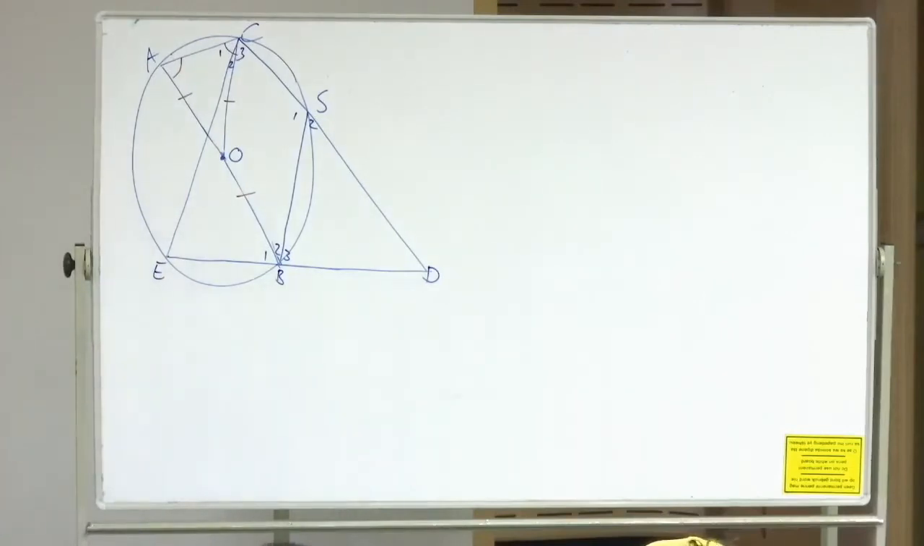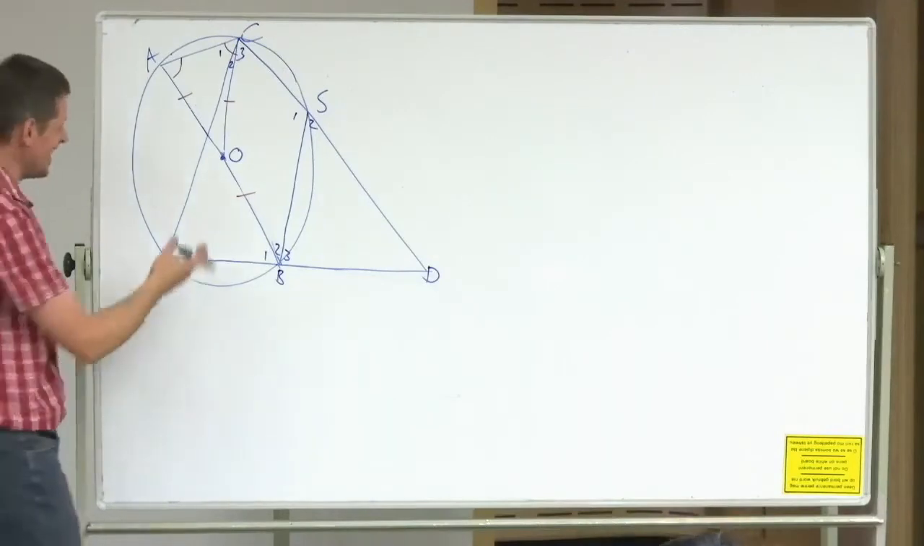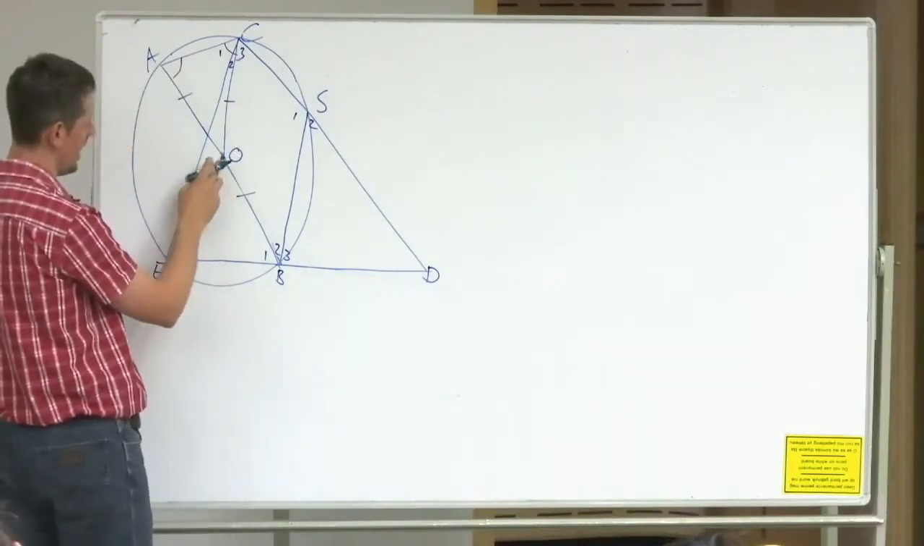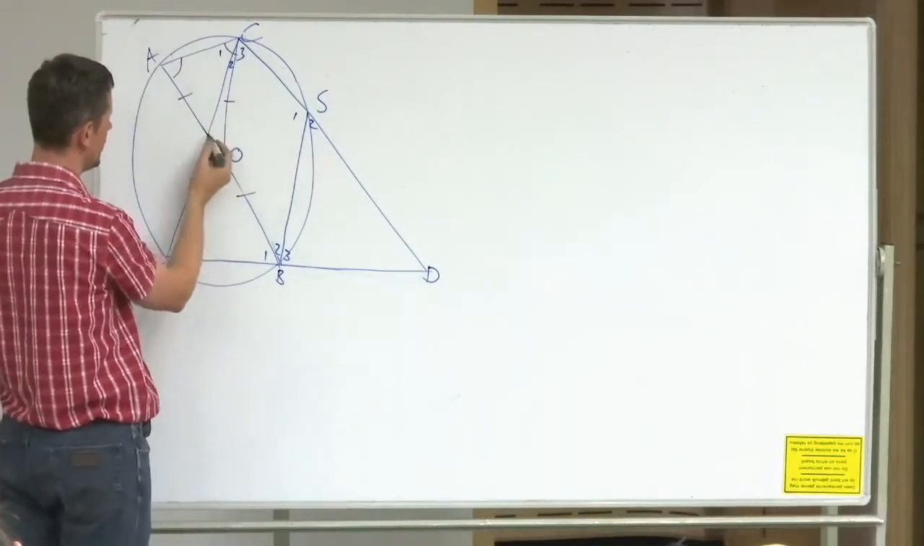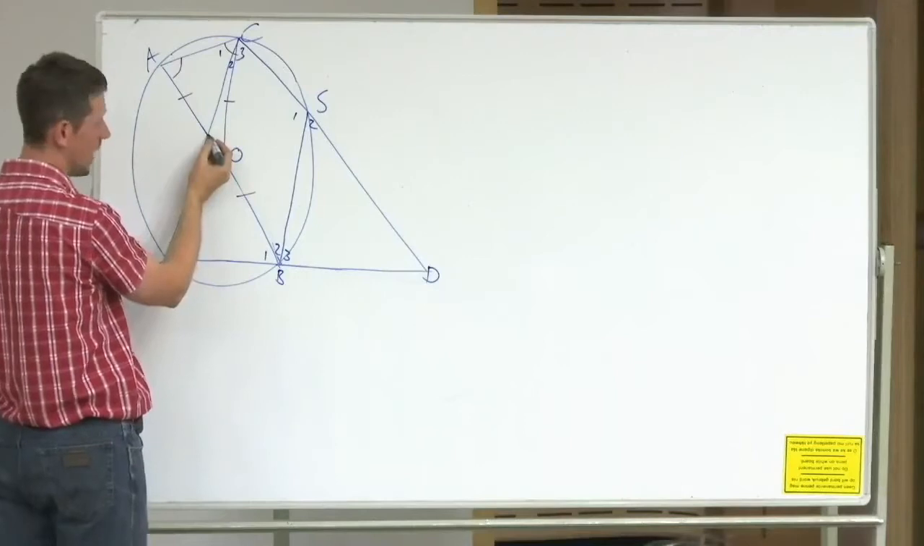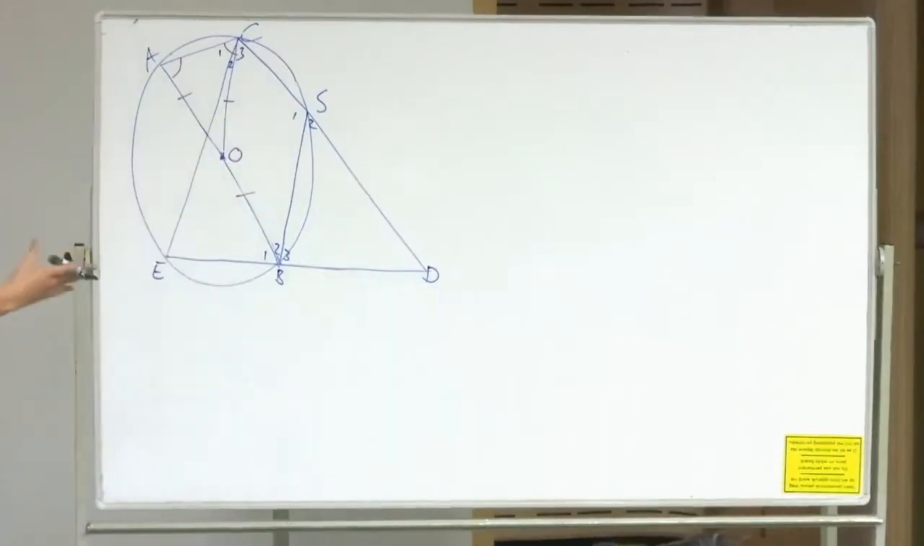Next up, I look at all of my theorems that have to do with centers of a circle. Theorem 1, 2, and 3. Theorem 1, I don't have a line from the center to a chord anywhere. Okay, actually I do here. But they don't tell me anything, so I'm not going to go with that.